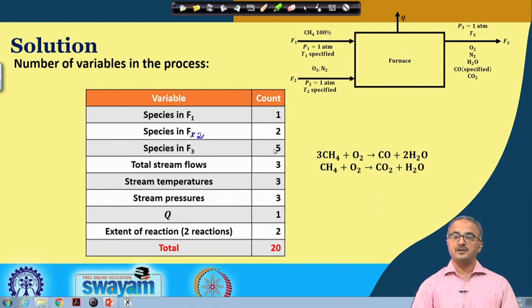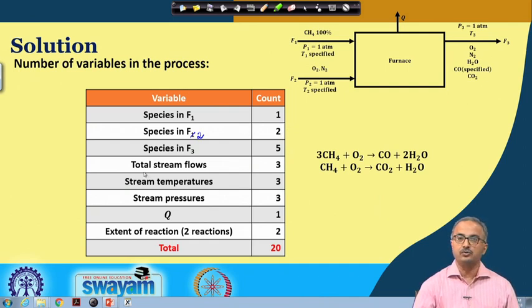Now please understand what we mean by these species in F1, F2 or F3. We mean their composition. So how much of these species are present in each of the streams is given by their maybe mole fraction, maybe mass fraction, or maybe some concentration in terms of say mole per cubic meter. So all those things are being counted. That is what we mean by this counting of the species.